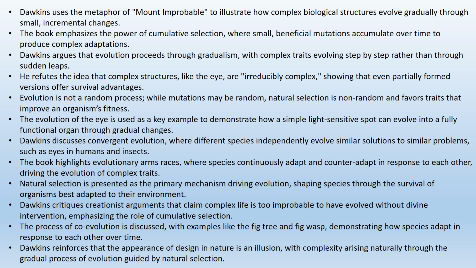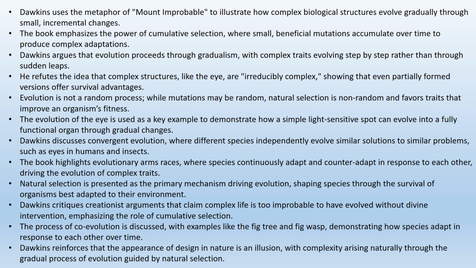Dawkins is a staunch advocate of Darwin's principle of gradualism, the idea that evolution proceeds through small, incremental changes rather than sudden dramatic shifts. In Climbing Mount Improbable, he argues that complex adaptations are the result of countless tiny changes that build up over time. This process can create the illusion of design, as organisms appear to be perfectly adapted to their environments. However, Dawkins contends that the appearance of design is an illusion, the result of natural selection acting over long periods.